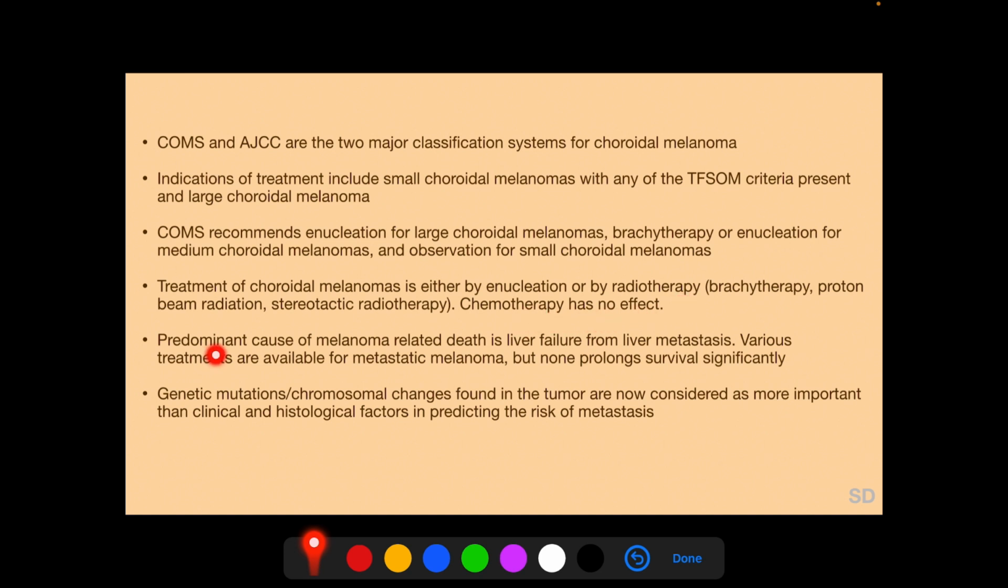Predominant cause of melanoma-related death is liver failure from liver metastasis. Various treatments are available for metastatic melanoma, but none has been found to prolong survival significantly. Genetic mutations and chromosomal rearrangements found in the tumor are now considered as more important than clinical and histological factors in predicting the risk of metastasis.